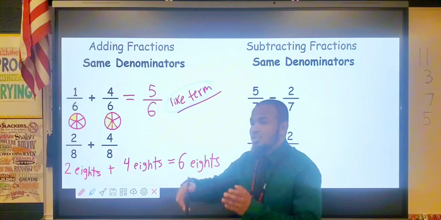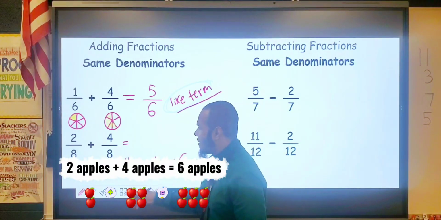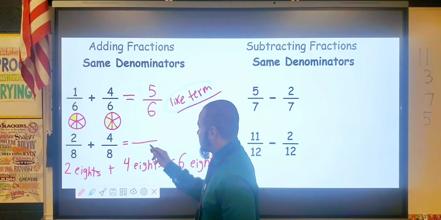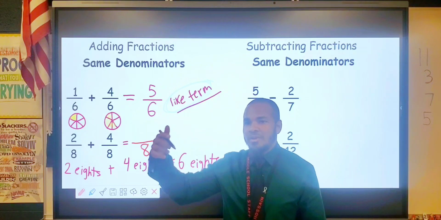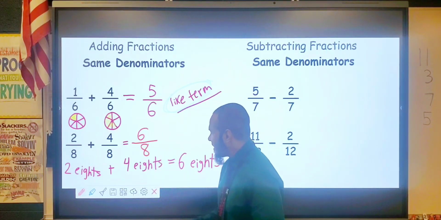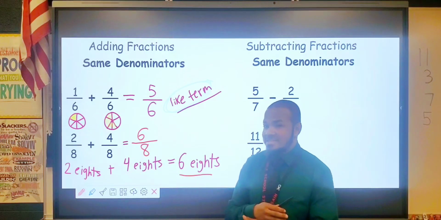This reminds me of 2 apples plus 4 apples equals 6 apples. The denominator stays the same, and so the denominator stays at 8. And then all you gotta do is take the numerators and add them. So we have 2 plus 4, which is 6. And so you'll notice 6/8 and 6/8, they're the same thing.